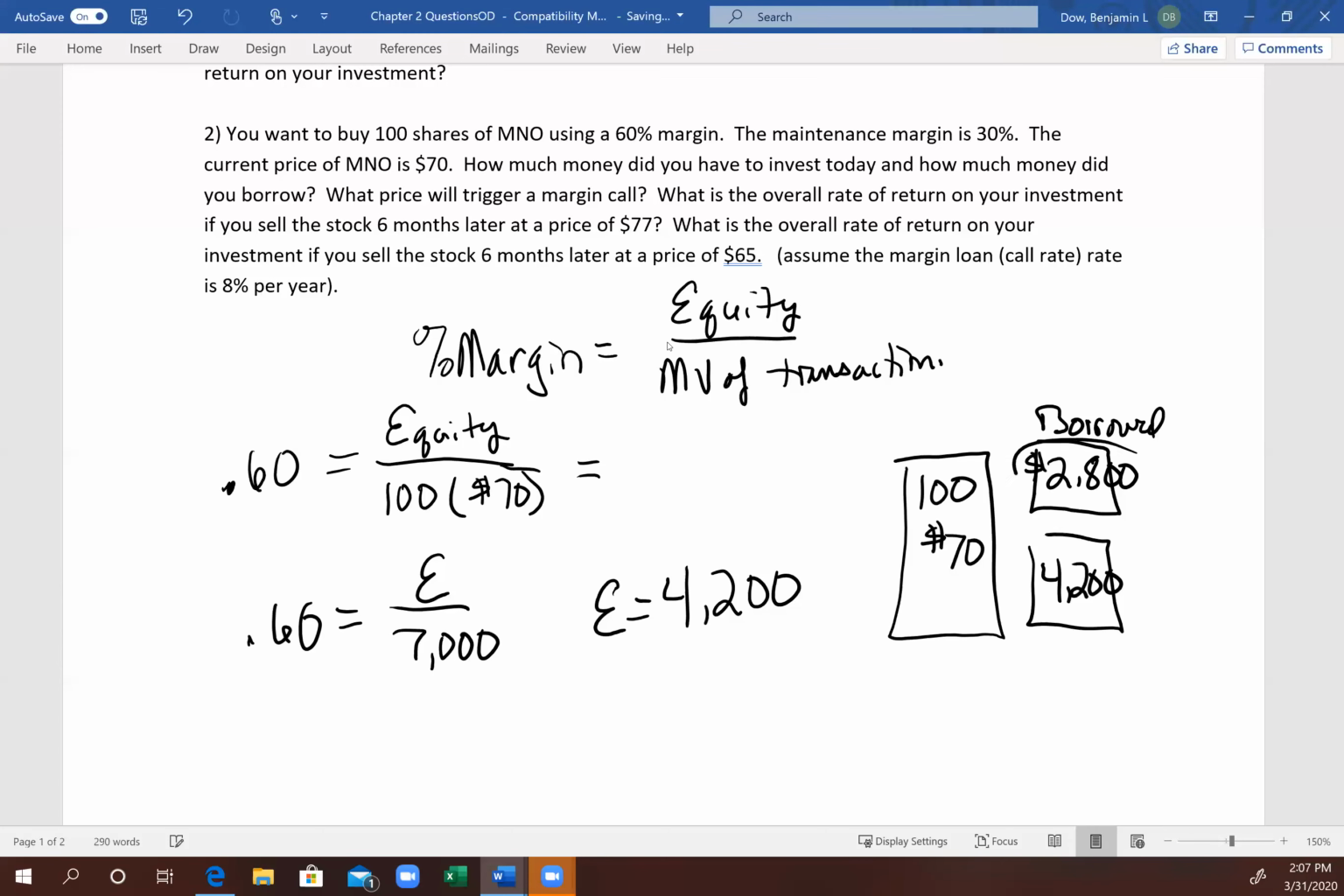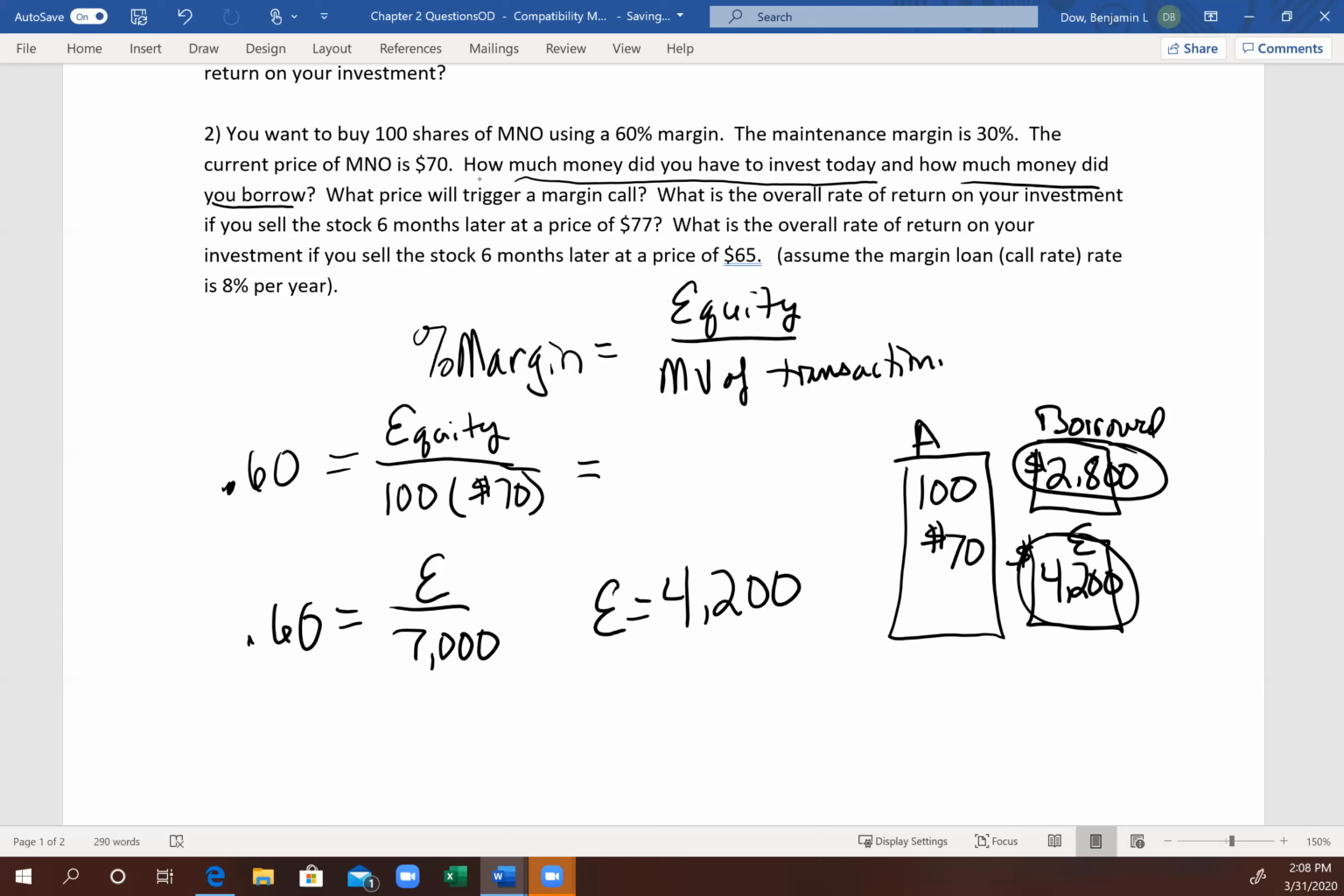So the initial margin is basically just used to figure out how much you're going to need to borrow when you're buying stocks on margin. And buying on margin creates a levered transaction. All right, so the first question basically says, hey, how much money did you have to invest today? Well, you had to put up 4,200. And how much did you borrow? You borrowed 2,800. And that got you $7,000 to purchase 100 shares of stock.